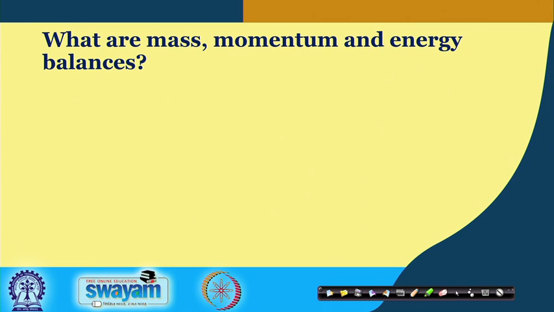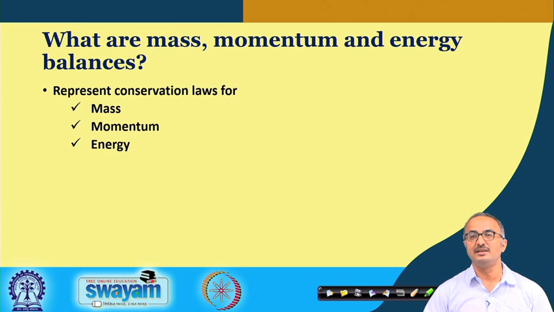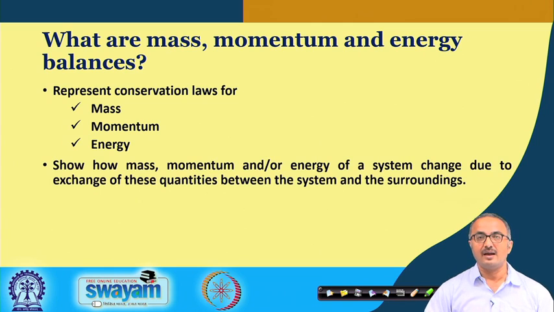So, first let us see what we mean by mass, momentum and energy balance. All these balances primarily represent conservation laws, and as we know, the conservation laws pertain to mass, momentum and energy. So, all these three things are conserved, and whenever we are making balances on any kind of system, we are basically writing these balances. And when we write the balance equation, it shows how these three quantities, mass, energy or momentum, are exchanged between the system and its surroundings, and due to this exchange, how the system itself is changing.